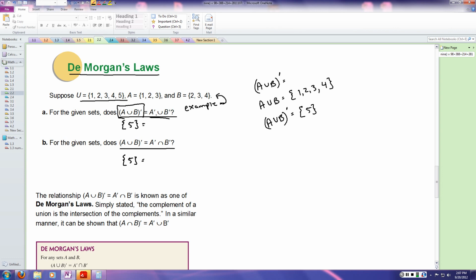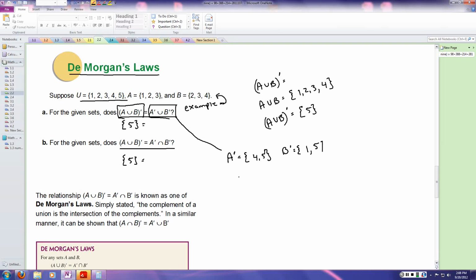Now I'm testing which right-hand side is going to give me the set including only the element 5. So let's go here and look at this. What is A complement? A complement is everything not in A, which would be 4, 5. B complement would be everything not in B. So that's 1 and 5.